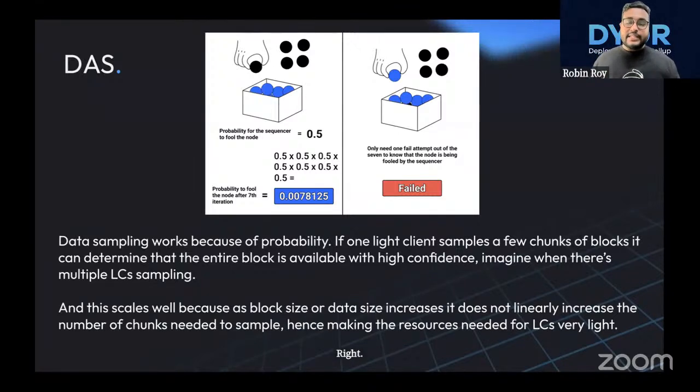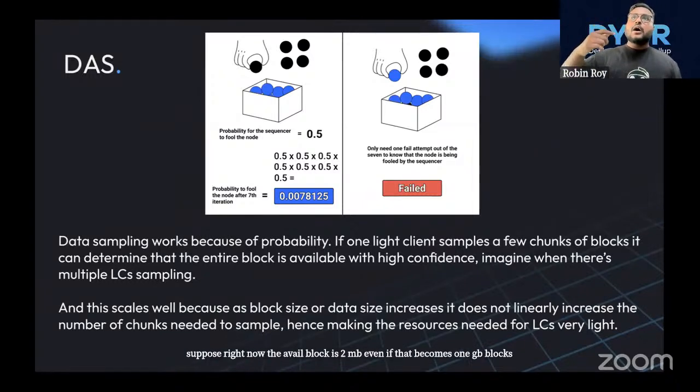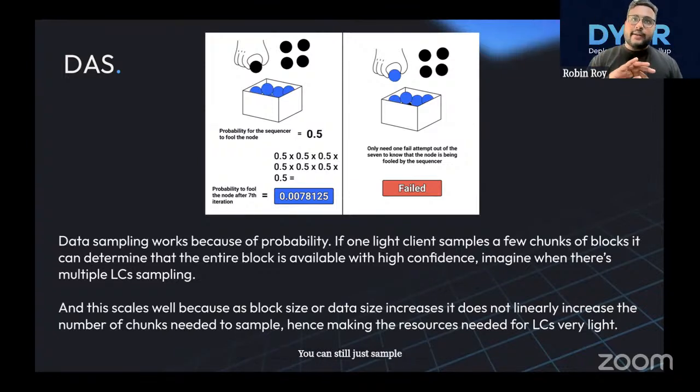And this scales non-linearly with the block size. Even if the block size increases, you don't have to increase the number of samples. Suppose right now the Avail block is 2 MB, even if that becomes 1 GB blocks, you can still just sample around maybe 10, maybe 15, or maybe even 20 samples. You're able to get the same guarantees, even if the block scales as big as 1 GB, right? So this makes the light client resources very light, and you can verify trustlessly. So you can embed light clients into a wallet, into the browser, etc. Hope that makes sense. Are there any questions about data availability sampling?